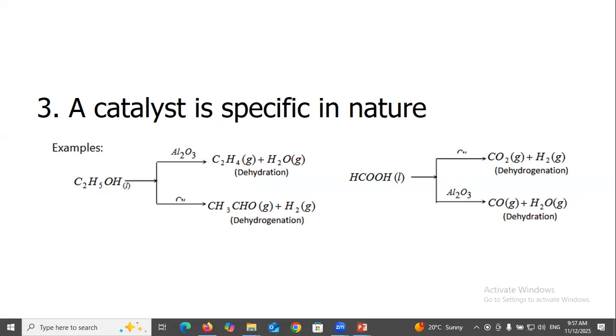For example, ethanol in the presence of alumina and copper produces different products: dehydration in the case of alumina, but removal of hydrogen, that is dehydrogenation, with copper. Similarly, formic acid undergoes dehydration with alumina and dehydrogenation with copper.